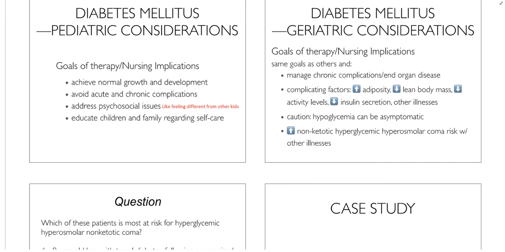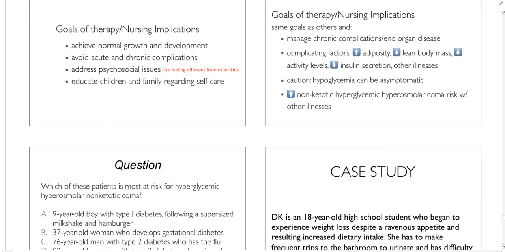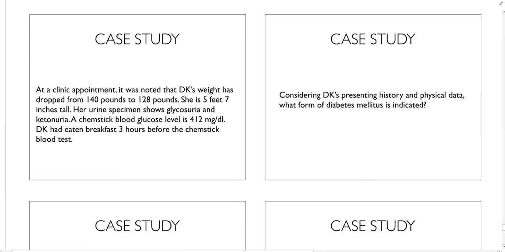They do have an increased risk of non-ketotic hyperglycemic hyperosmolar coma because of other illnesses acting as comorbidities, making it so that they are more likely to enter this disease process. Oh, and that's it.